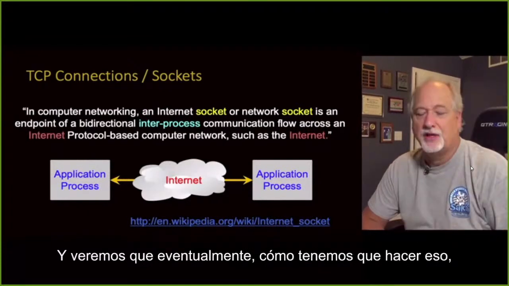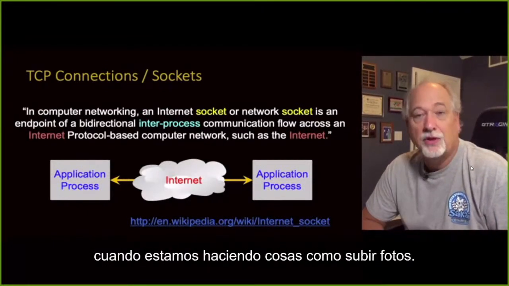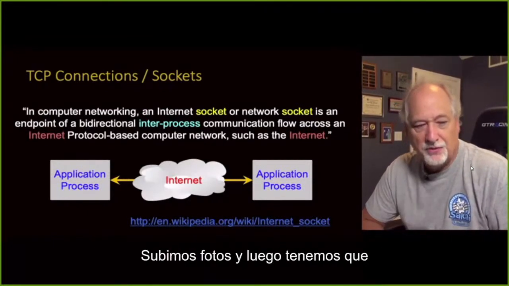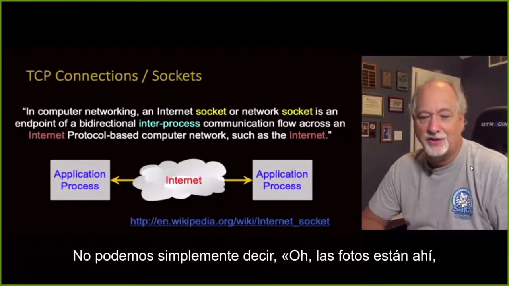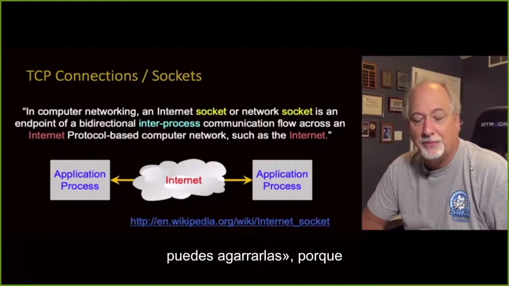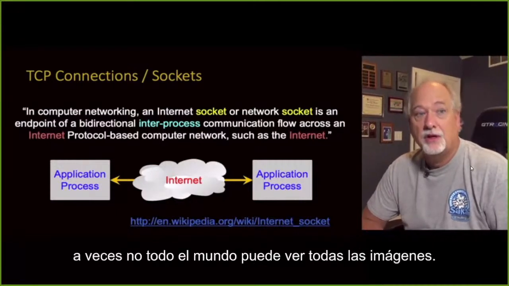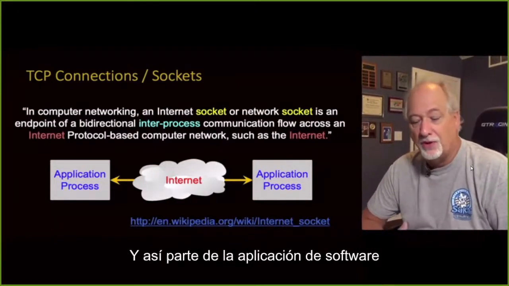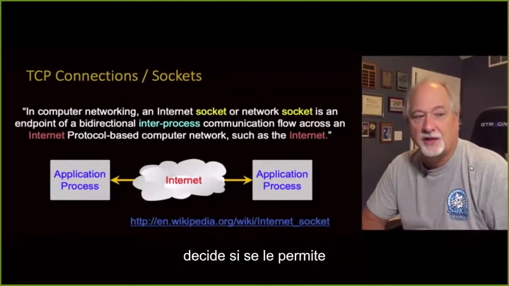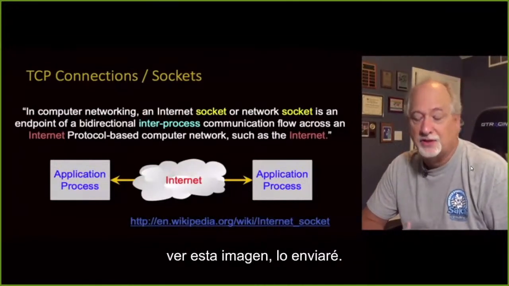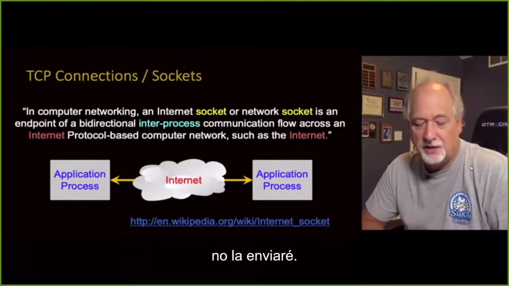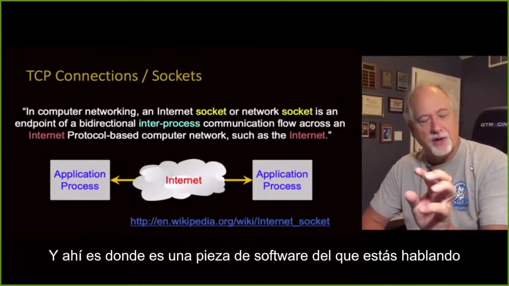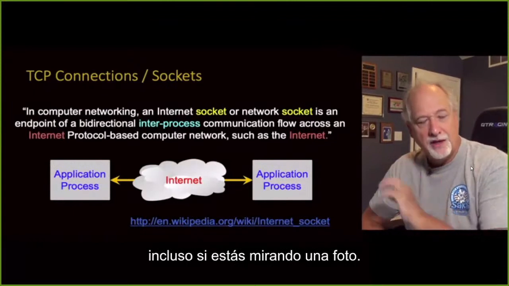And we'll see that eventually, how we have to do that when we're doing things like uploading pictures. We upload pictures and then we have to actually serve them back out. We can't just say, oh, the pictures are there, you can grab them. Because sometimes not everyone can see every picture. And so part of the software application decides, if you are allowed to see this picture, I will send it. If you're not allowed to see the picture, I will not send it. And so that's where it's a piece of software that you're talking to, even if you're looking at a picture.